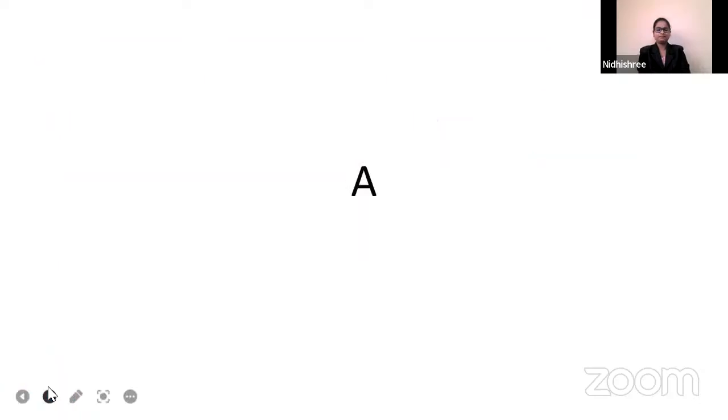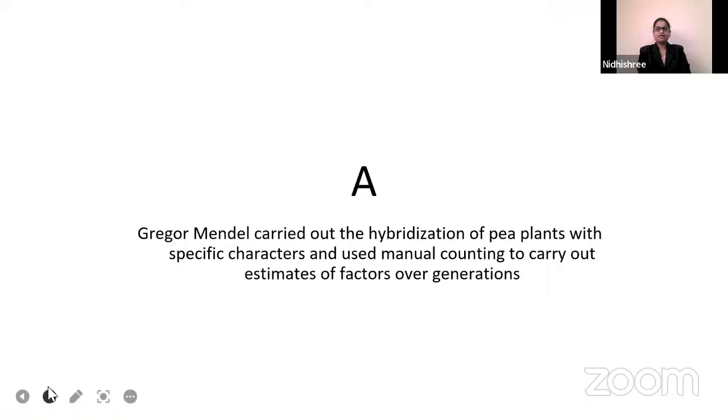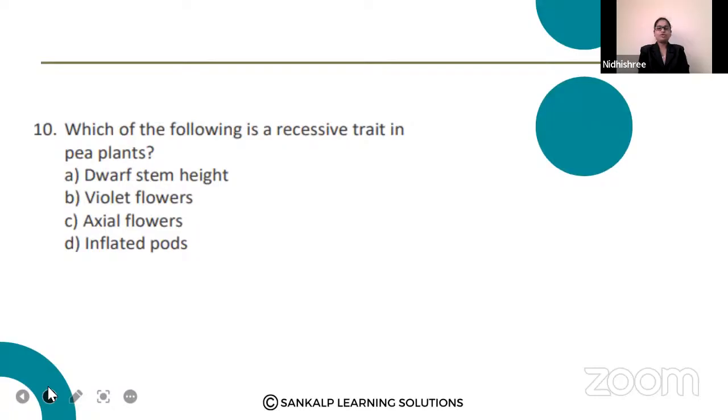Is the right answer. Fine. So Gregor Mendel carried out hybridization of pea plant with specific characters, seven contrasting characteristics. Which of the following is a recessive trait in pea plant? Dwarf stem height, violet flowers, axial flower, inflated pods.